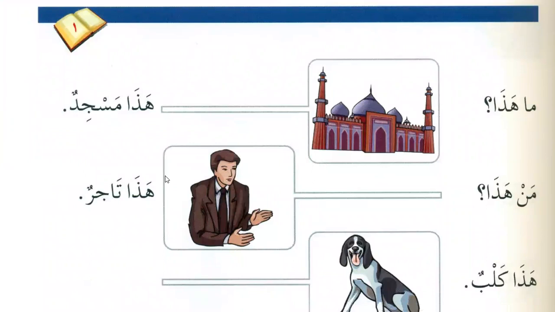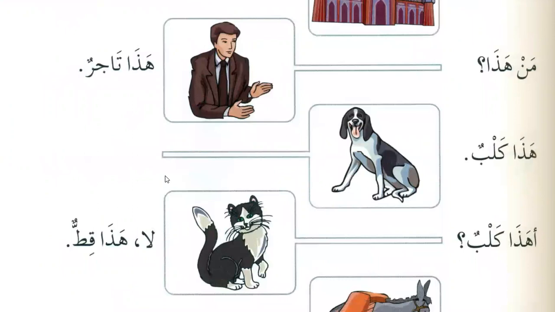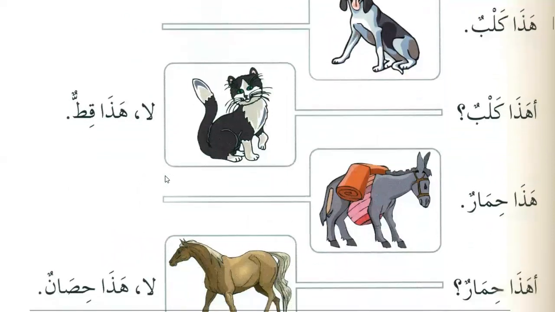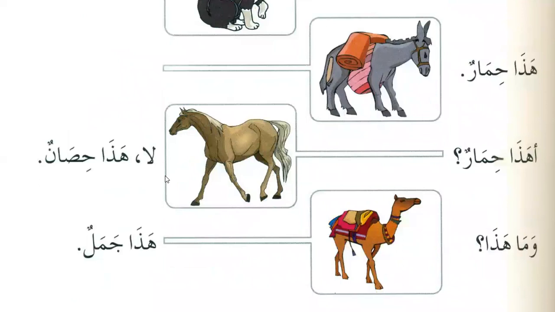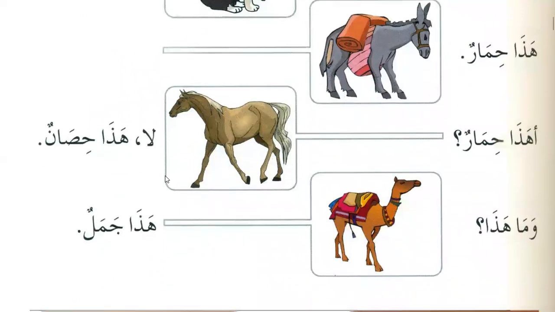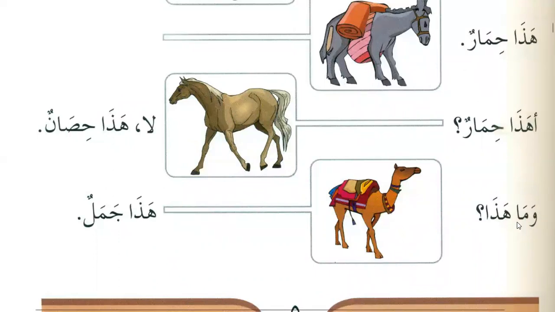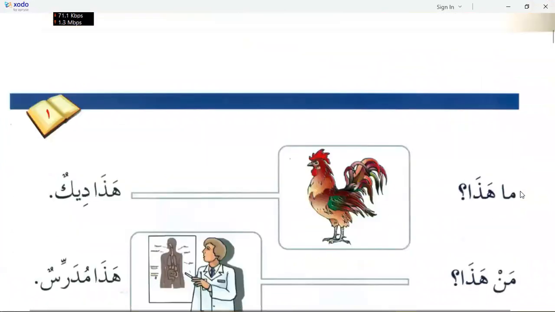Next. Ma hadha, what is this? Hadha masjid, this is a mosque. Man hadha, who is this? Hadha tajir, this is a merchant. Hadha kalb, this is a dog. Hadha kalb, is this a dog? La, hadha qitt, no, this is a cat. Hadha himar, this is a donkey. La, hadha hisan, no, this is a horse. Ma hadha, what is this? Hadha jamal, this is a camel. Wa ma hadha, and what is this? Hadha jamal. Miss Bahia.